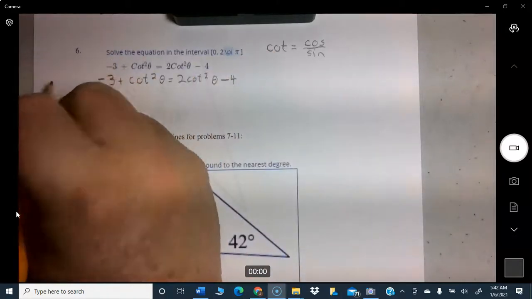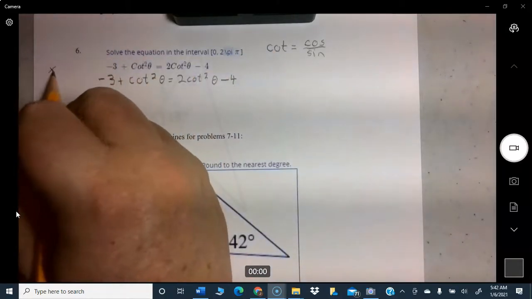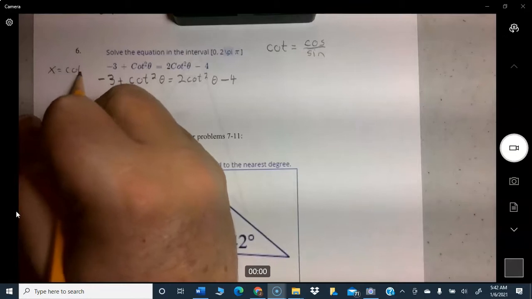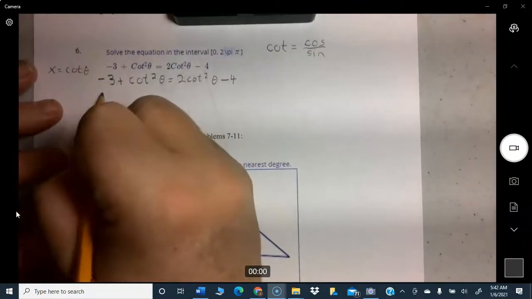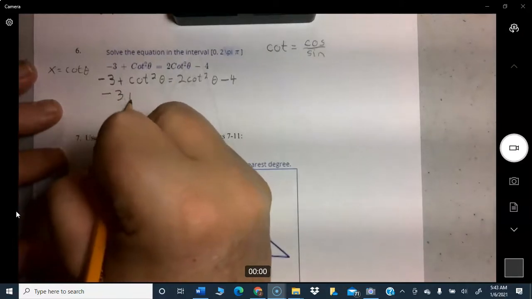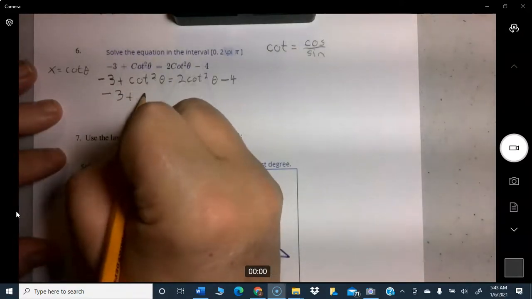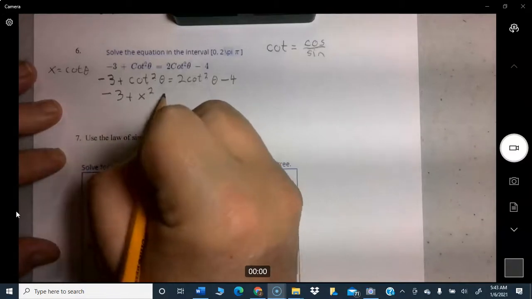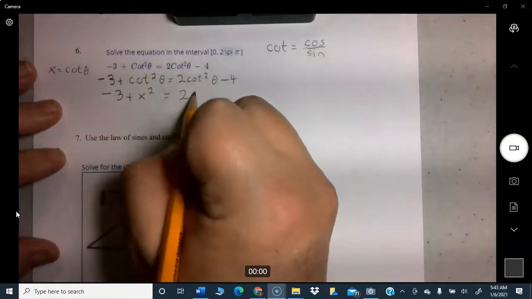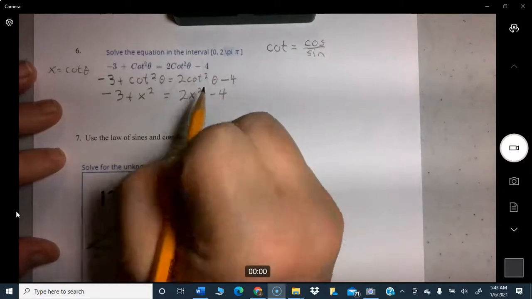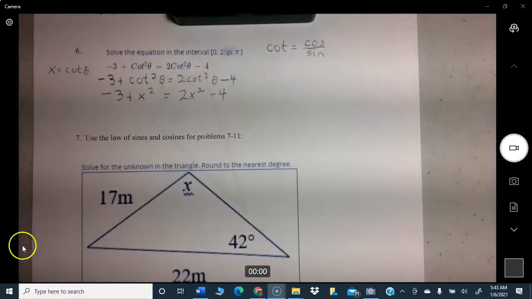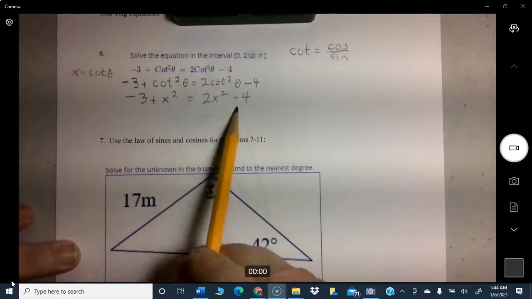And I'm going to make the substitution right here of x equals cotangent of theta. So we end up with x squared, okay, and that makes it a little easier to do the algebra. Okay, so here we go. We're going to do algebra.